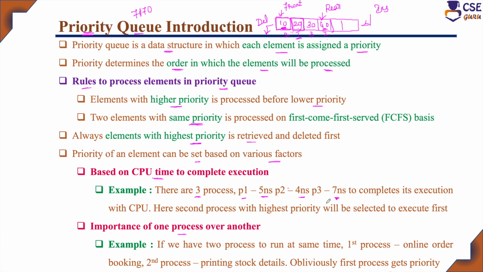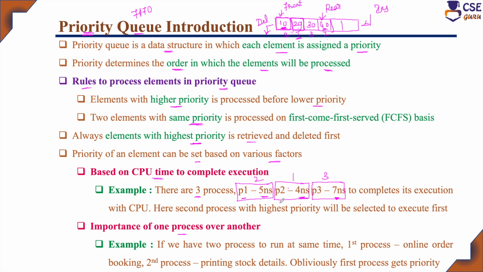In this case, consider process P2 with 4 nanoseconds. This is the process with the lowest execution time, so it will occupy the CPU. The process which needs less CPU time will be assigned to the CPU for execution first. So first priority goes to process P2 with 4 nanoseconds, second priority goes to process P1 with 5 nanoseconds, and third priority goes to process P3 with 7 nanoseconds. They will be executed first, second and third. So in this case, priority is assigned based on CPU time.